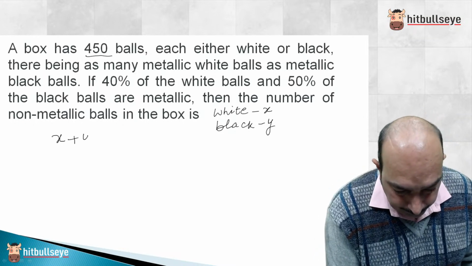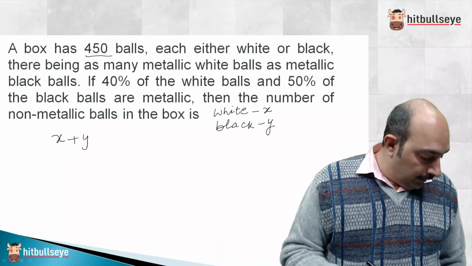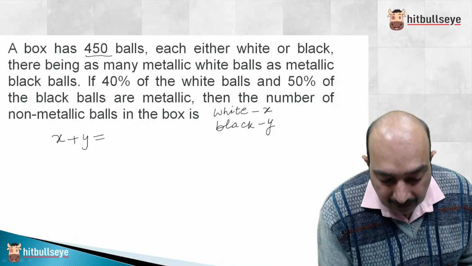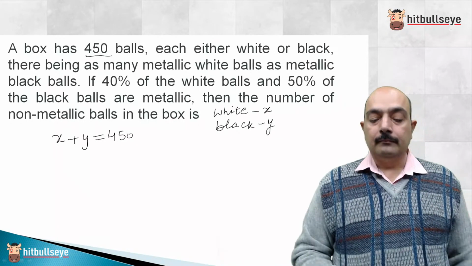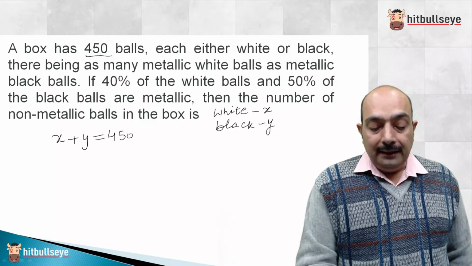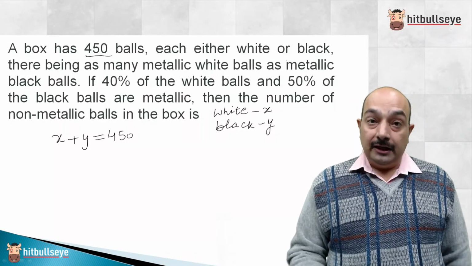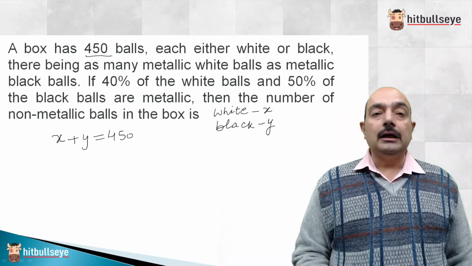let's see. I have obtained two answers as of now. Devanshi says 45 and Rahul says 250. Let's see. So, what is the total? Yes, X plus Y, 450. Okay. So, as many metallic white as metallic black. That number is equal. 40% of white and 50% of black are metallic.